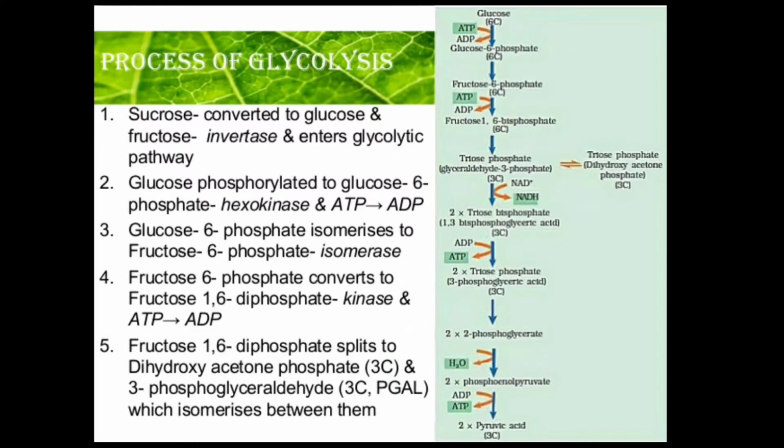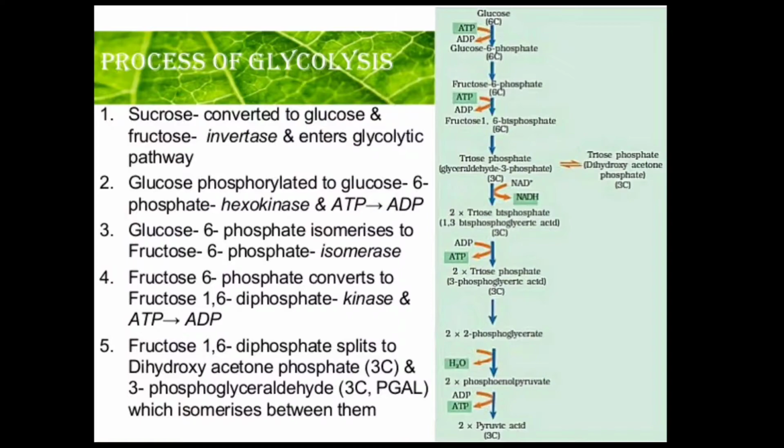In the first phase, the molecule of glucose is phosphorylated to glucose 6-phosphate with the use of ATP. The phosphate liberated from ATP is joined to carbon number 6 of glucose. ATP becomes ADP and the enzyme responsible for this reaction is hexokinase.